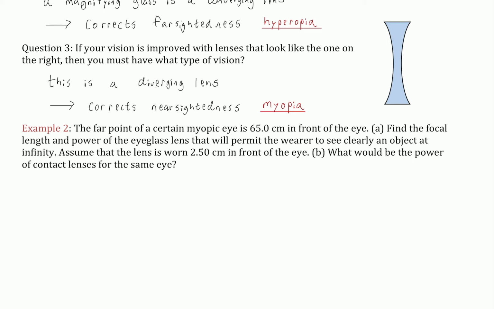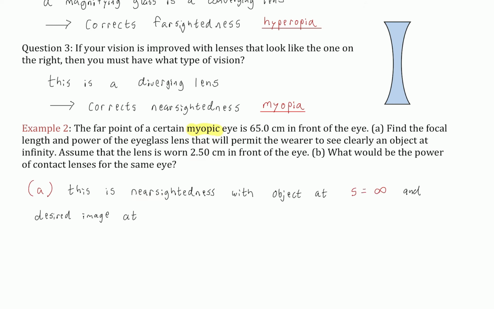So in example 1, we assumed a contact lens, but here we're not. We're actually using eyeglasses. And notice there's an extra distance here. How do we deal with that? So myopic is the key word here. So we know right away that this is nearsightedness. That means that we want an object at infinity, not at 65 centimeters, and a desired image at that limited far point of 65 centimeters. So we want the image to be at negative 65 centimeters, negative because the image is going to be on the same side. It's a virtual image.